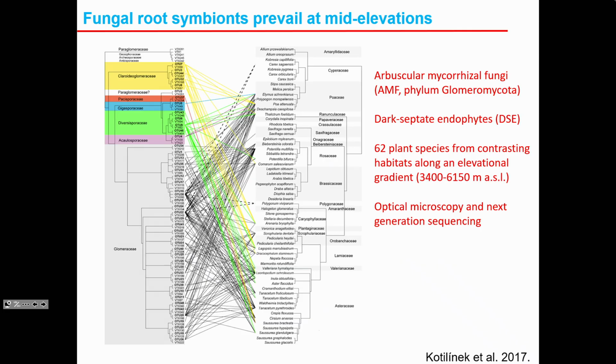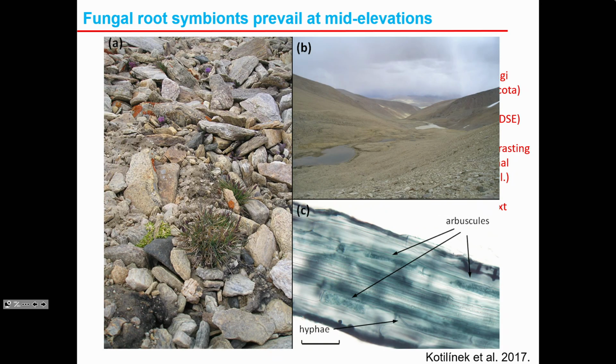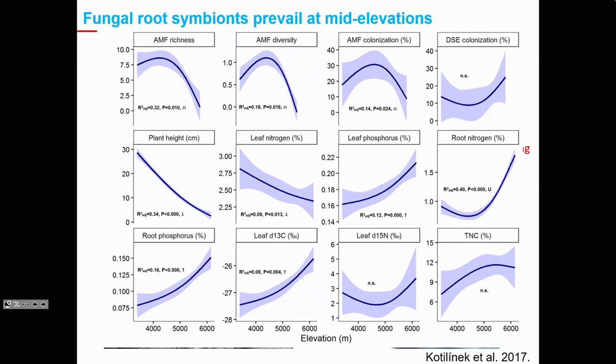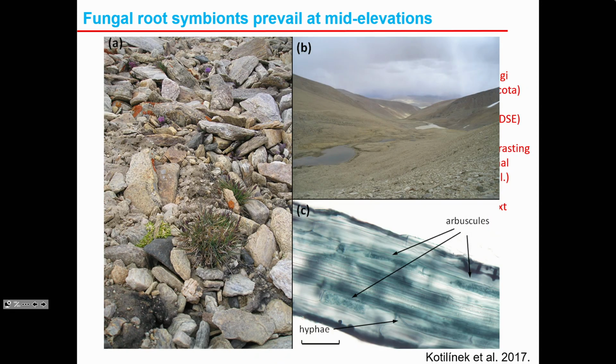So this screening, or screening for fungi, we did for another species, like 62 species. I'm not going into the details, just to say that, interestingly, plants that are normally having fungi or AMF didn't have them above 5,800 meters. So we found the AMF up to this elevation, but plants could grow higher without them.